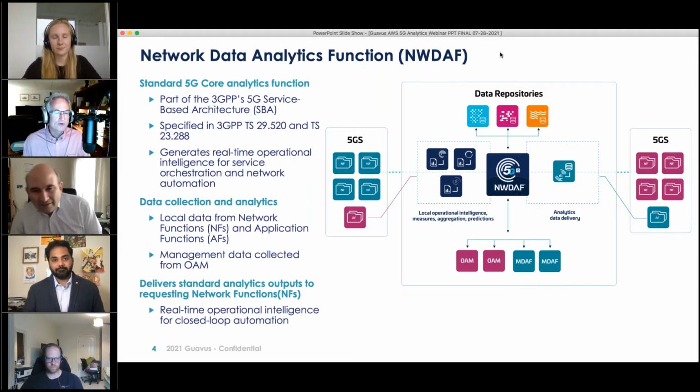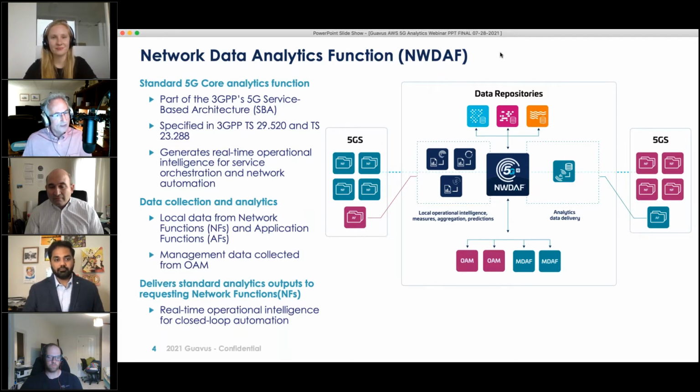One of the big differences in 5G compared to 4G is that in 5G, the 3GPP has standardized a network data analytics function called NWDAF, and this is a function that's going to reside in the 5G core along with other network functions and application functions. It's part of the 5G service-based architecture. There are detailed specifications for this. I would encourage anybody who's interested in coming up to speed on this to look at the information on the Guavus website because there's a good set of resources there, but also you can just go straight to the source and look at the 3GPP documentation yourself. That might be a little bit daunting, but nonetheless educational.